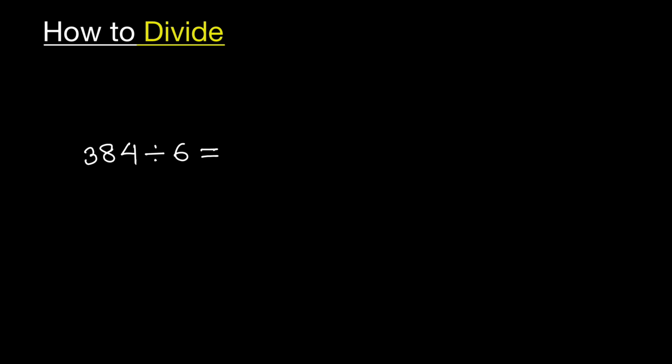Let's learn how we divide the number 384 by 6 using the long division method. See that 3 is less than 6, so we will consider the two digits, that is the number 38. We know that 6 times 6 is equal to 36. Subtract, we get 2. Now this 2 is less than 6.